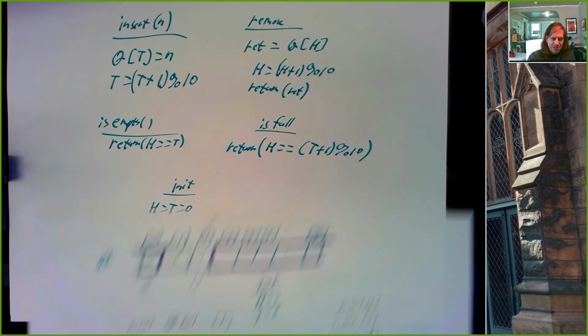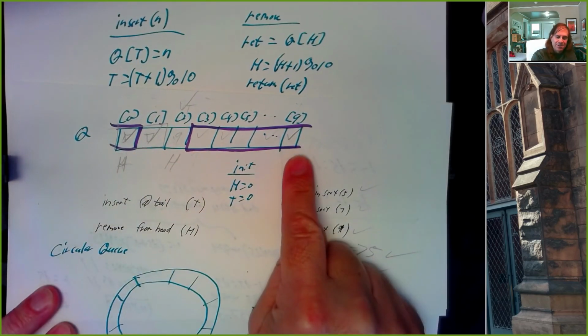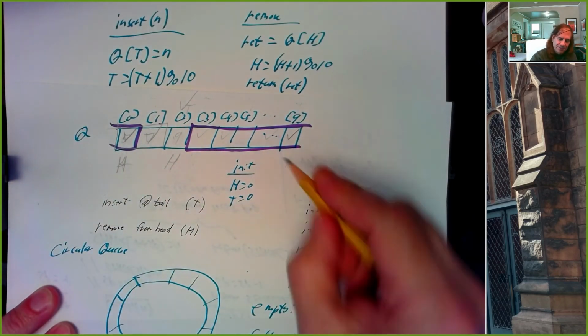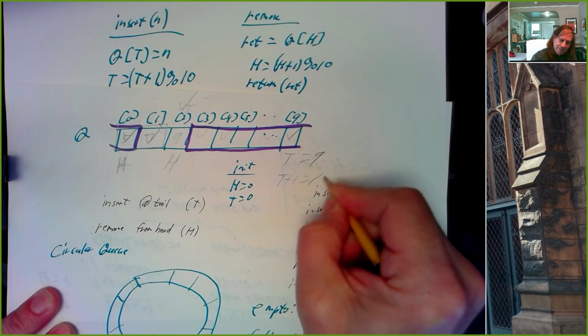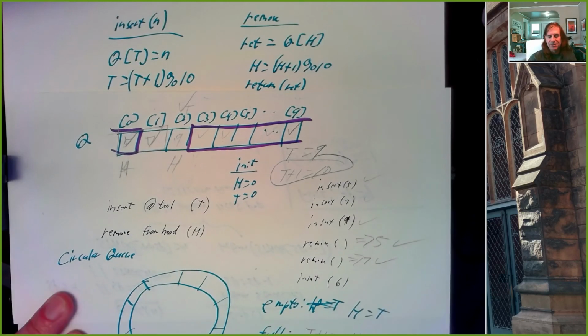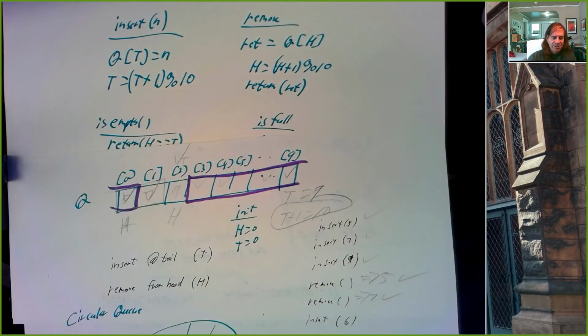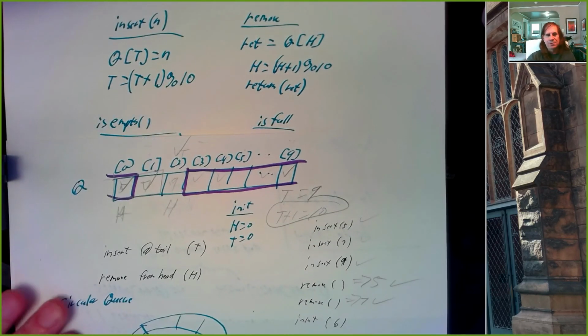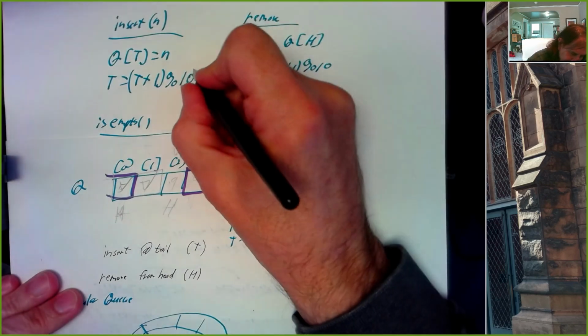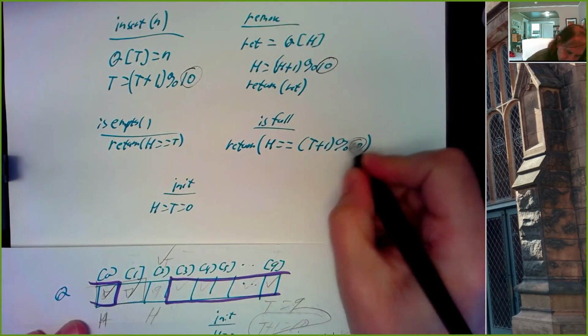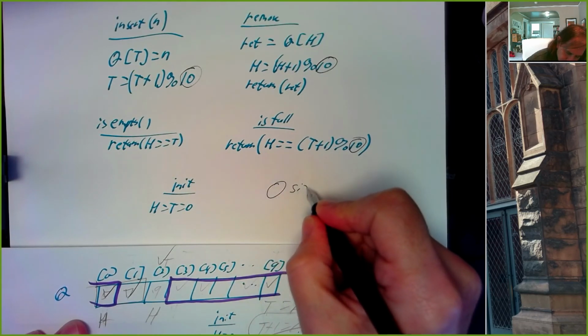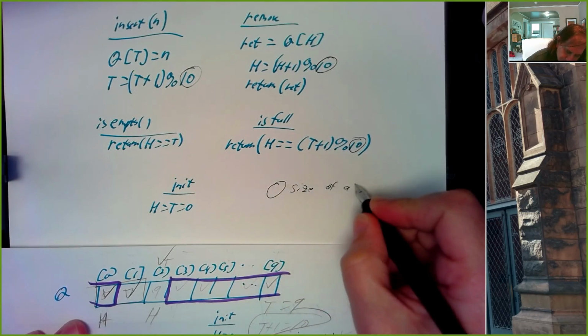And it's modulo 10 because I made my array 10 elements long. So if t equals 9, then when I increment, it's going to be equal to 10, but I really wanted to go back to 0. So doing a modulo 10 will cause that rollover to happen. But more generally, that's the size of the array.